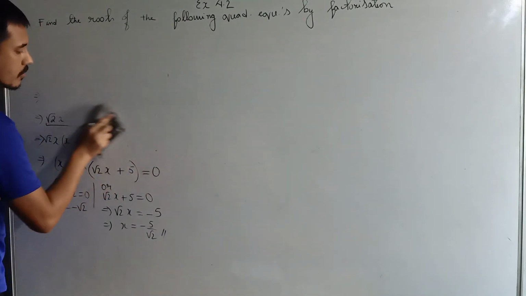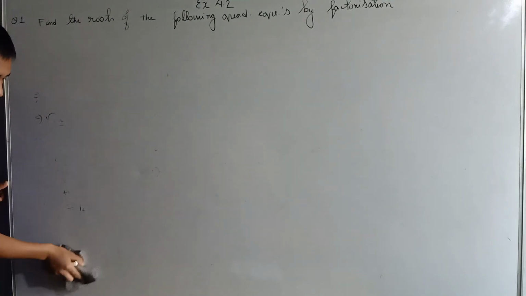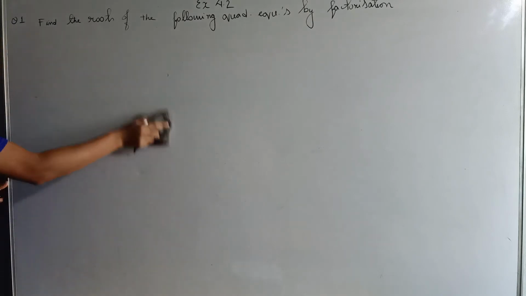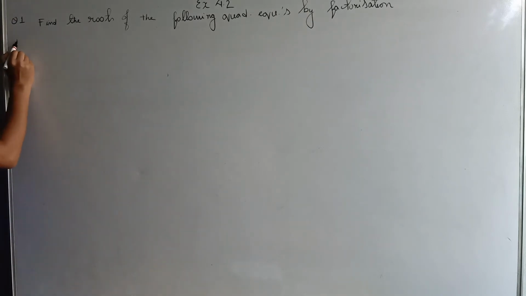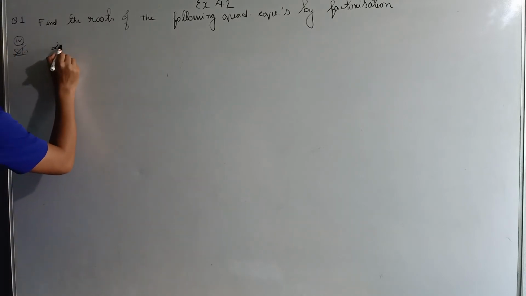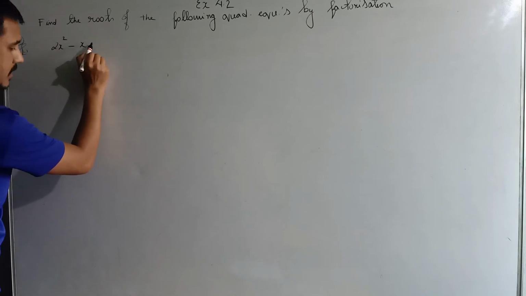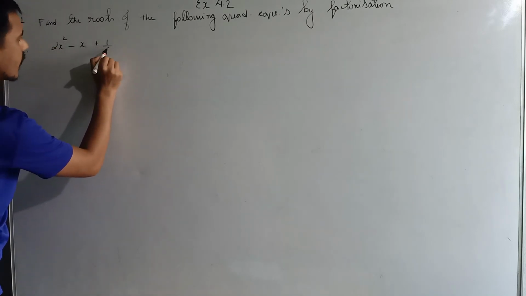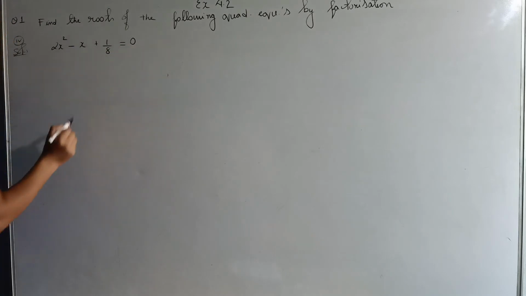Now let's see Roman number 4, the fourth one. There are 5 questions altogether. The fourth one is twice x squared minus x plus 1 by 8 equals to 0.